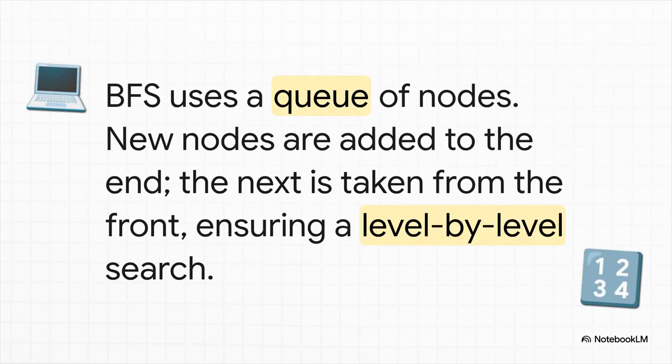So what's the secret sauce in the code that creates these ripples? It's a simple data structure called a queue. Think of it like a line at a store. First one in is the first one out. We add our start node to the queue. Then, in a loop, we pull the node from the front of the line, process it, and add all its new neighbors to the back of the line. This simple trick forces the algorithm to finish one whole level before it can even start the next.